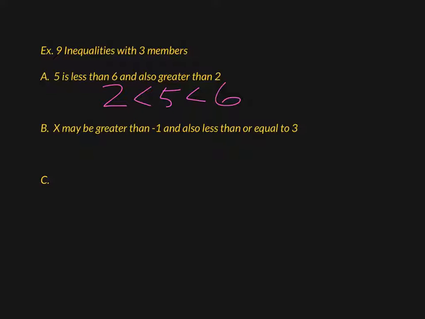Now for the next one, we have x greater than negative 1, and also that x is less than or equal to 3. When we write this, you put the x in the middle, put the smaller one on the left, because you want to go from smaller to bigger. So we know that x is greater than negative 1, and then we have that x is less than or equal to 3.